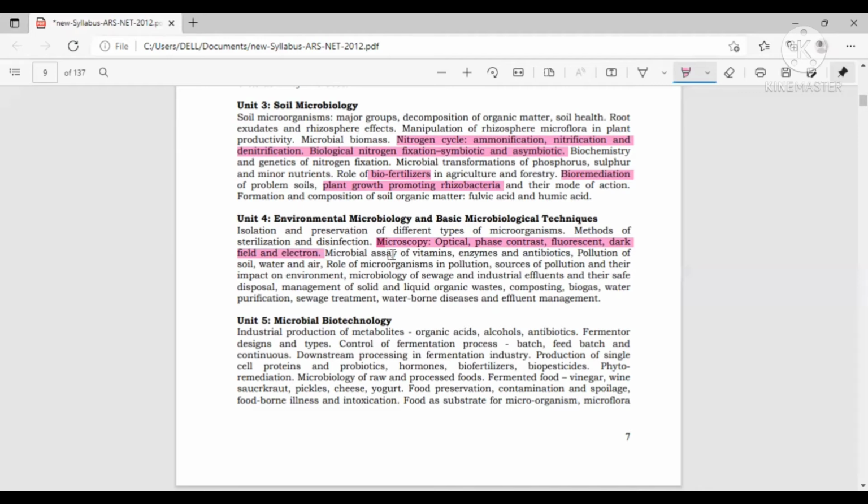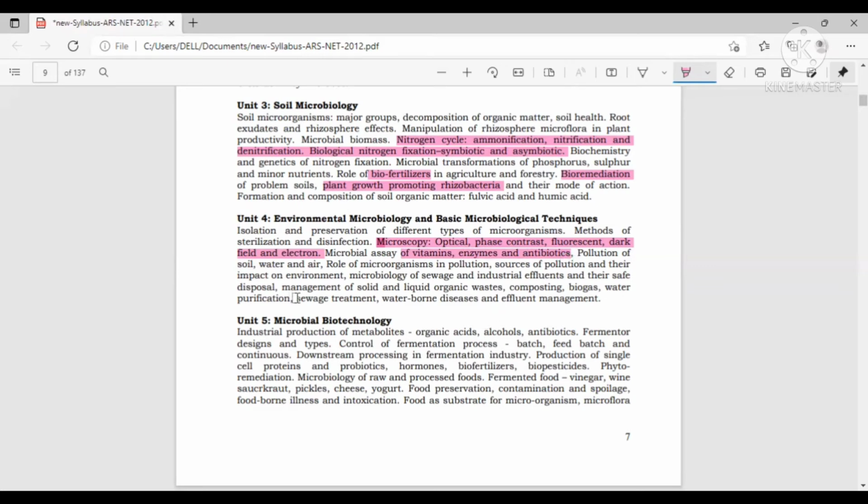In my examination, there were questions related to the dark field microscope and its purpose. So you can prepare in such a way that everything from structure to function is included in this microscopy topic. And microbial assay of vitamins, enzymes, and antibiotics that you can study.